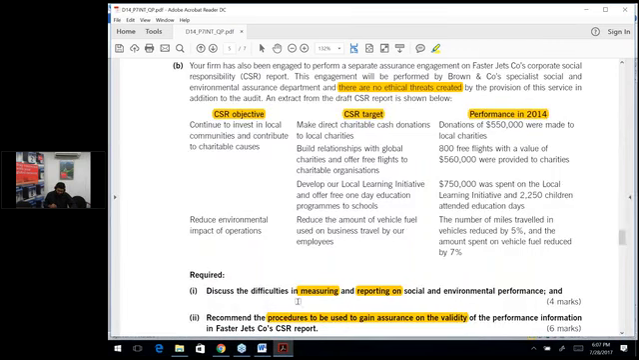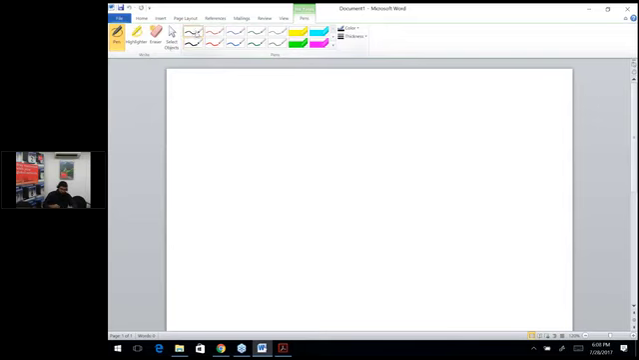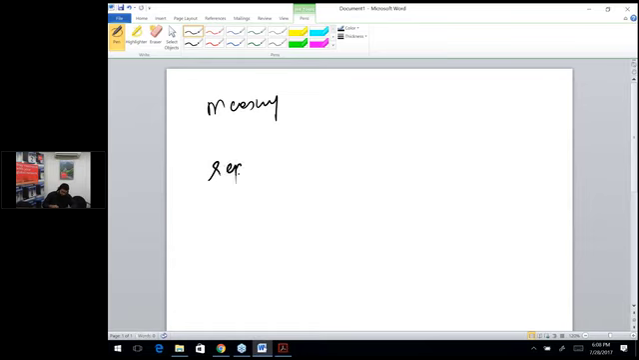The requirement is to discuss the difficulties in measuring and reporting social and environmental performance. This is a 4-mark requirement. That means the examiner is expecting you to write 4 points. So what exactly are going to be those 4 points? It is about the measurement and reporting. So we need to talk about the measurability and reporting of this performance information.